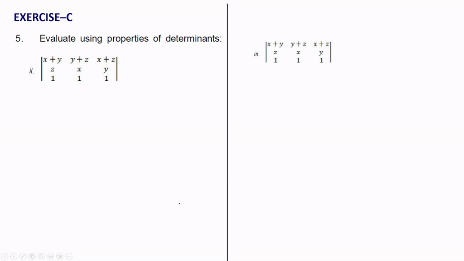Next we have the next question. The second and third are same. So let us solve any one. Determinant of x plus y plus z, x plus z, z x y, 1, 1, 1. So let us take this as equal to delta. So here applying R1 changing to R1 plus R2.